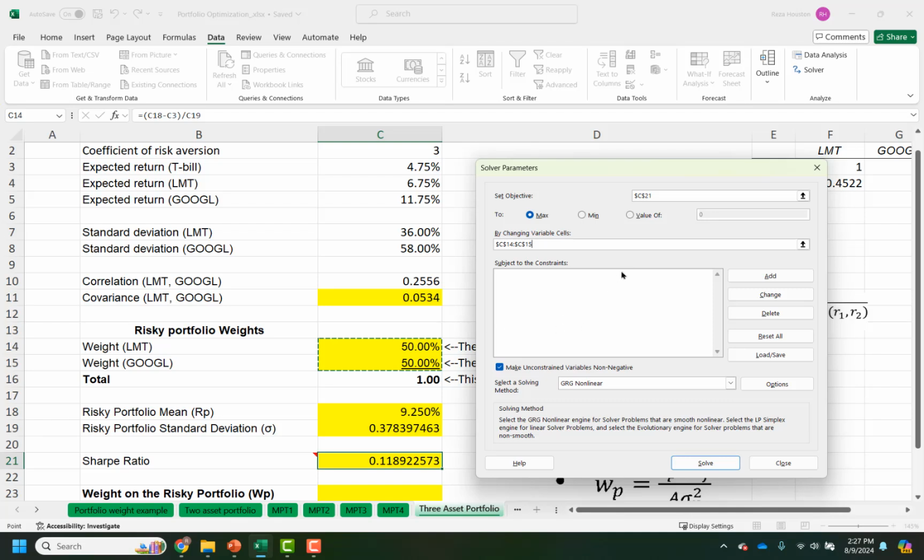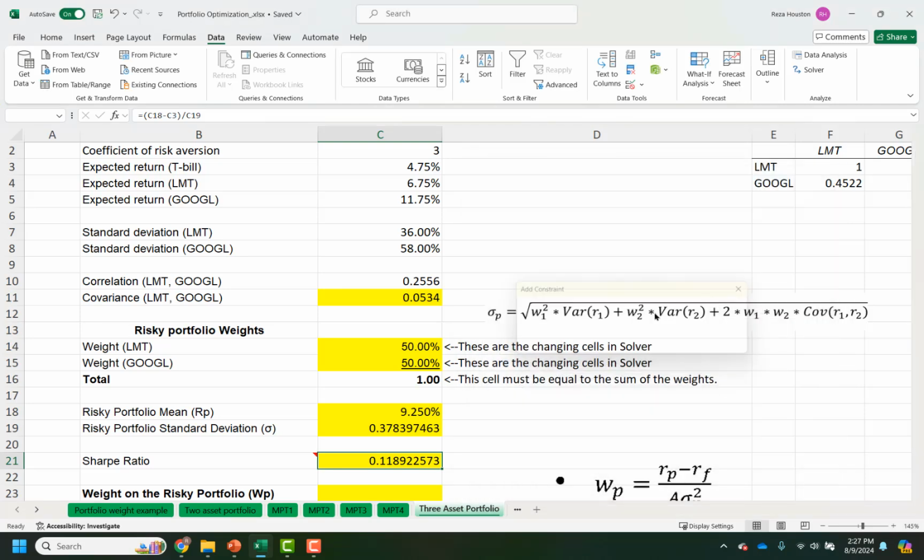Now the final thing that we need to put in here is some constraint. If I were to click Solve right now, what you'd see is that we'd get some really funky stuff because the first thing that Solver is going to do is dramatically increase these weights. Why? Well, because that'll get us a higher and higher Sharpe ratio. So we need a constraint to tell Solver that we want the sum of these weights to be equal to 1. So let me just add a constraint.